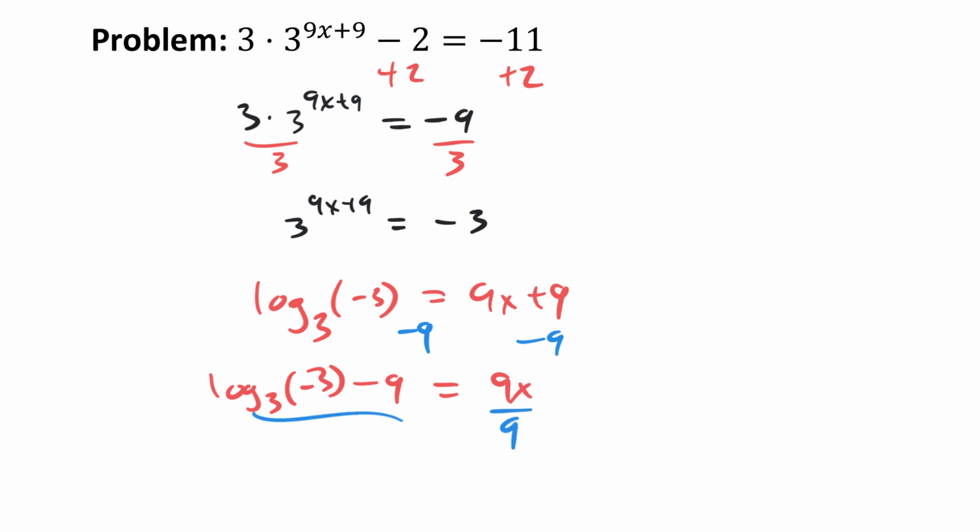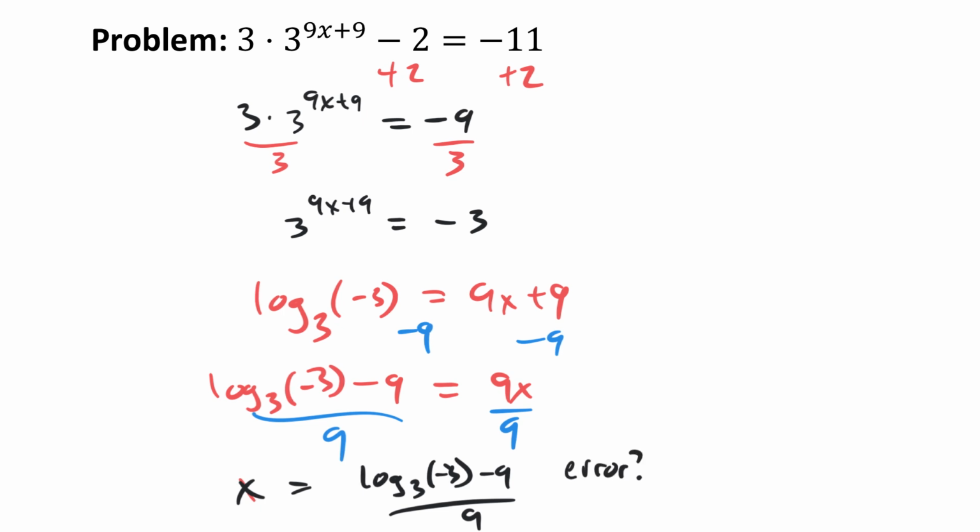Divide by 9. So x equals log base 3 of negative 3 minus 9, divided by 9. And that would, of course, be our exact value. And then if we were to type it in on a calculator, so let's go ahead and type this in. Log base 3 of negative 3 minus 9 divided by 9 equals, oh, I'm getting a math error when I type this in. Apparently this is error.